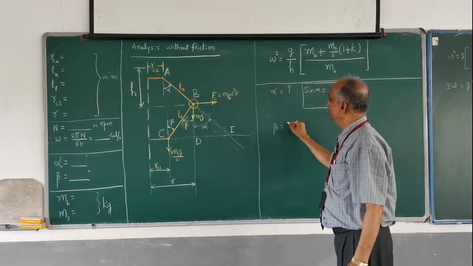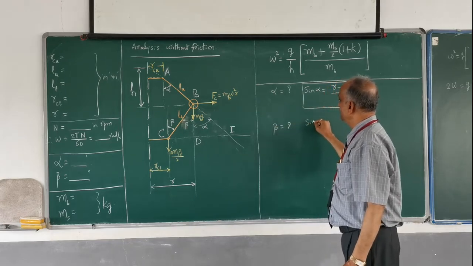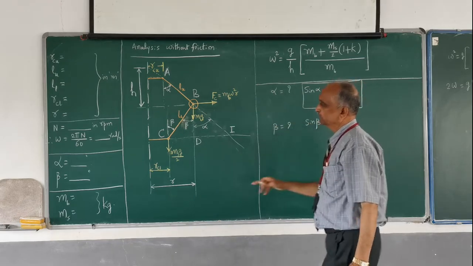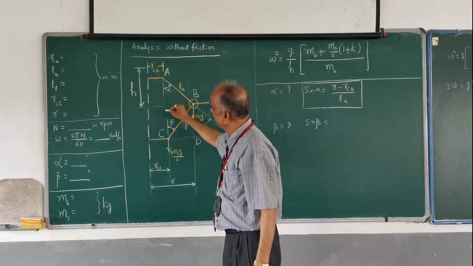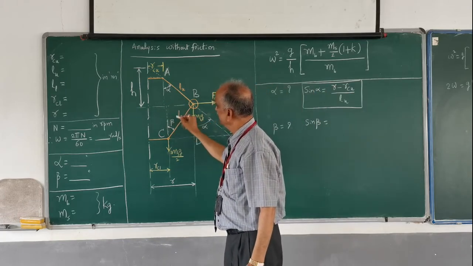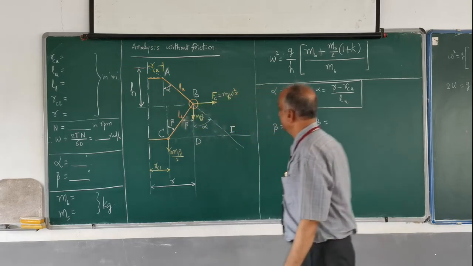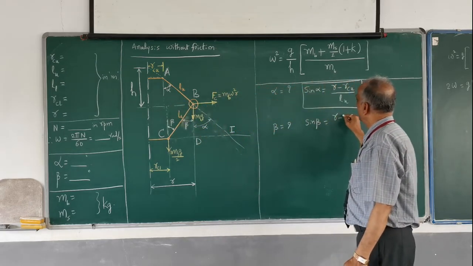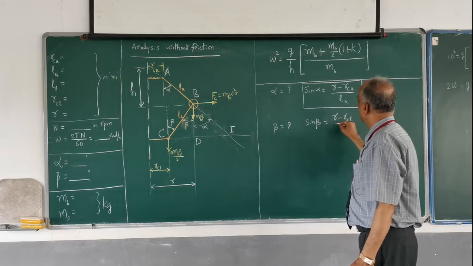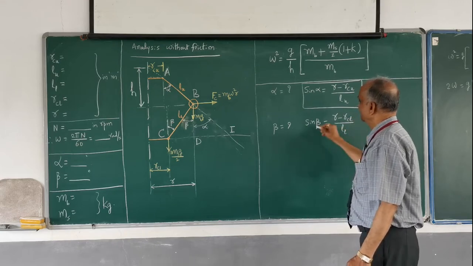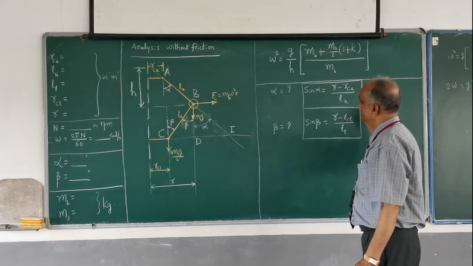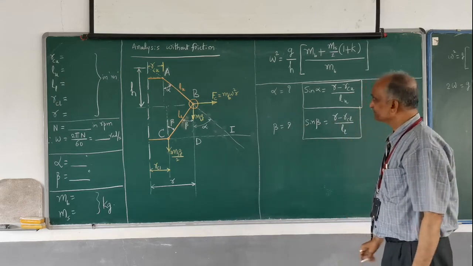Similarly, sine beta. If I want to find beta, then I can easily make use of this triangle again. The opposite side is nothing but r minus r_cl. (r minus r_cl) divided by L_l will give you sine beta, and from that you can easily find out beta.